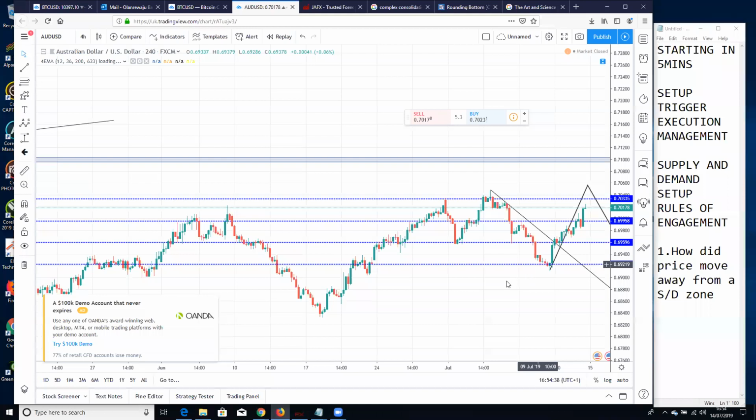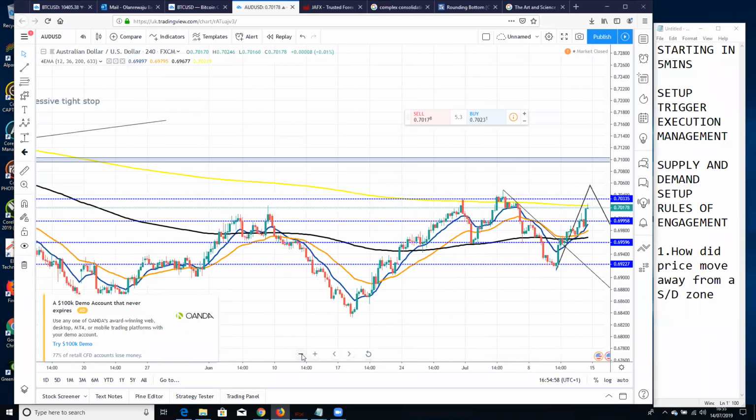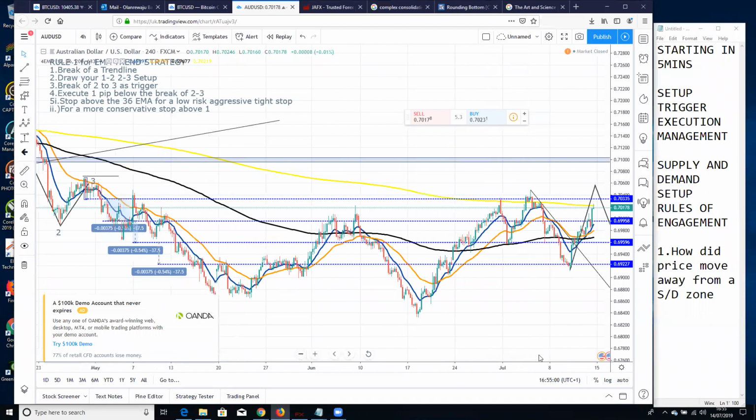using the EMA alongside. In an uptrend it will be one pip above the break. Exactly. So that you have a process and you have a rule-based process behind whatever you are doing. Okay. All right. So what we are now looking for now is this.